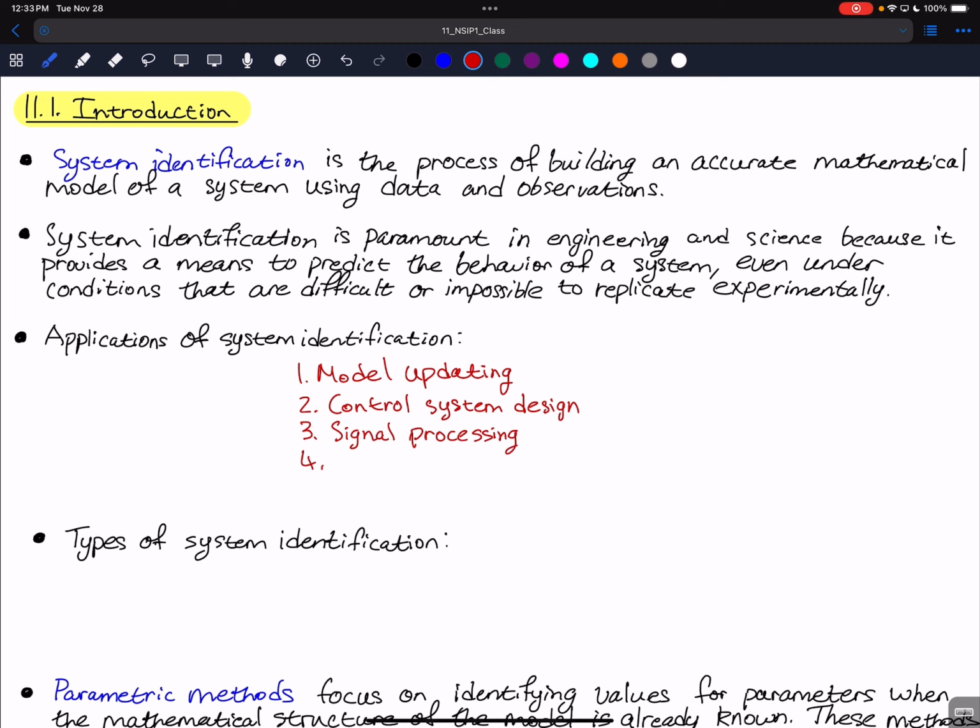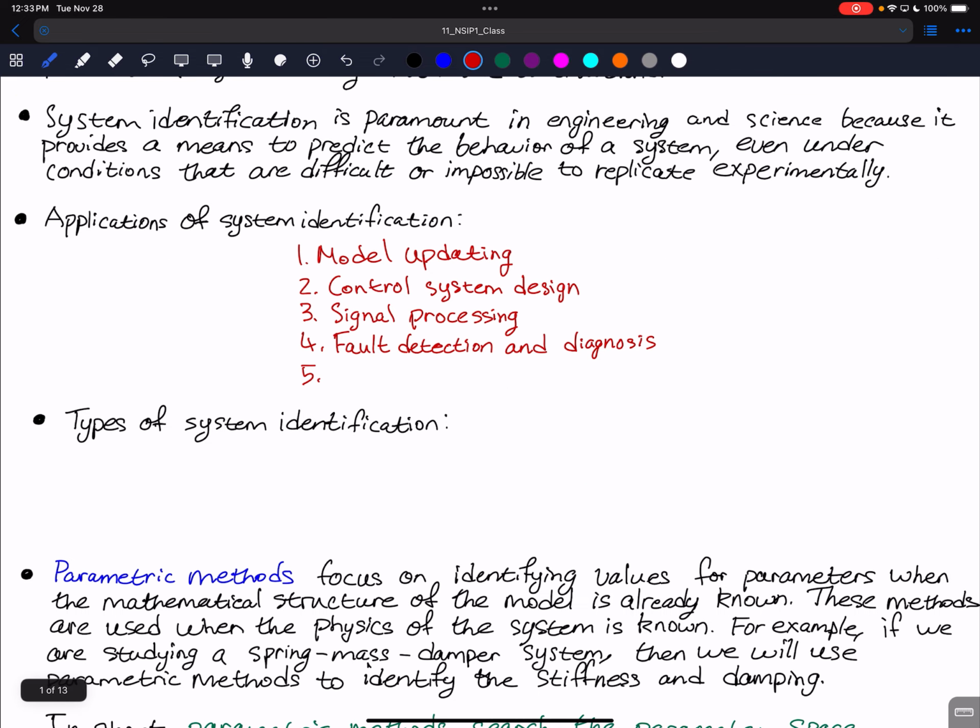Fourth application is for fault detection and diagnosis. And the fifth application that I'm going to mention, although there are others out there, is environmental modeling. And like I said, there are other applications out there. You can find them in pretty much every field of engineering and science.